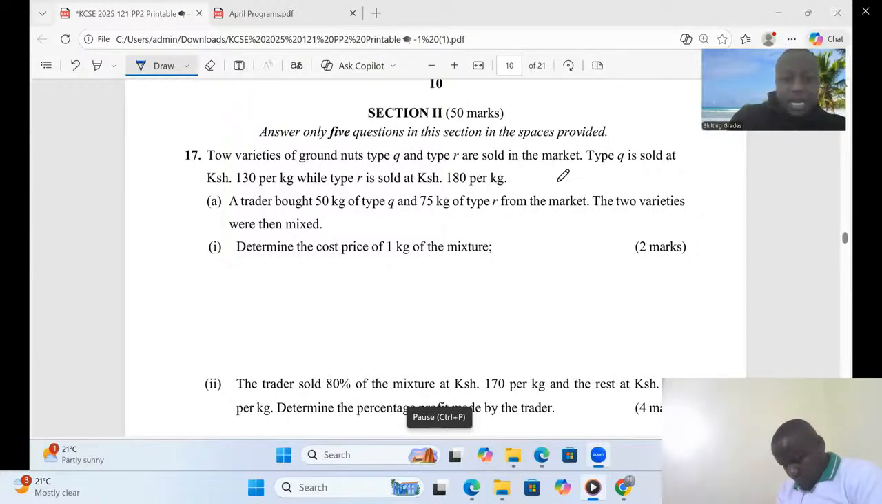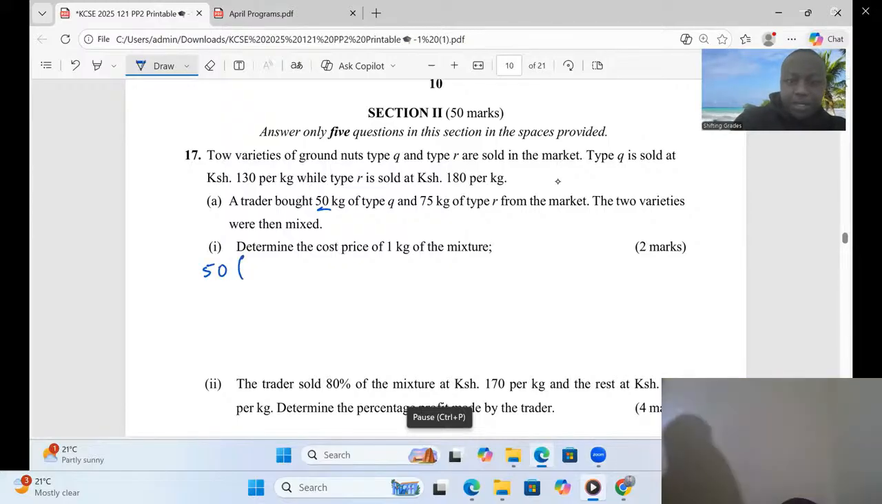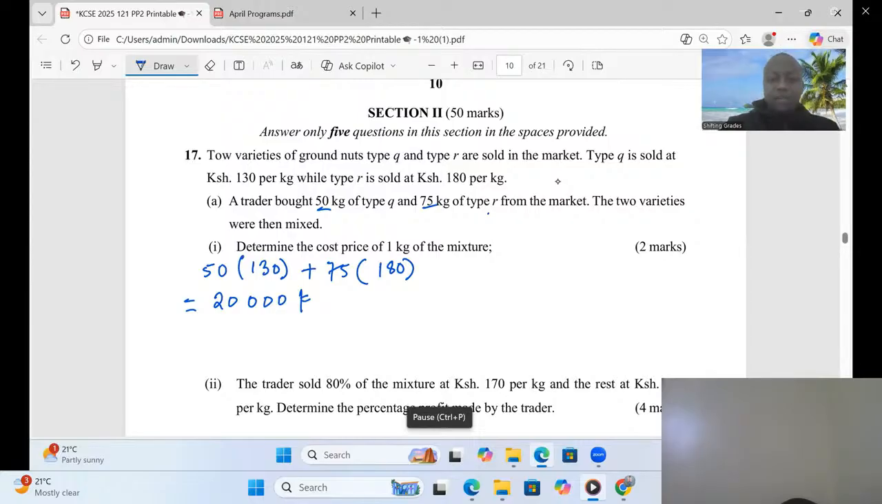So this trader mixed 50 kilograms of type Q, each costing 130, with 75 kilograms of type R, each costing 180. What is the total cost of all the kilograms that were bought? 50 each at 130, 75 each at 180. This gives us 20,000 Kenya shillings.